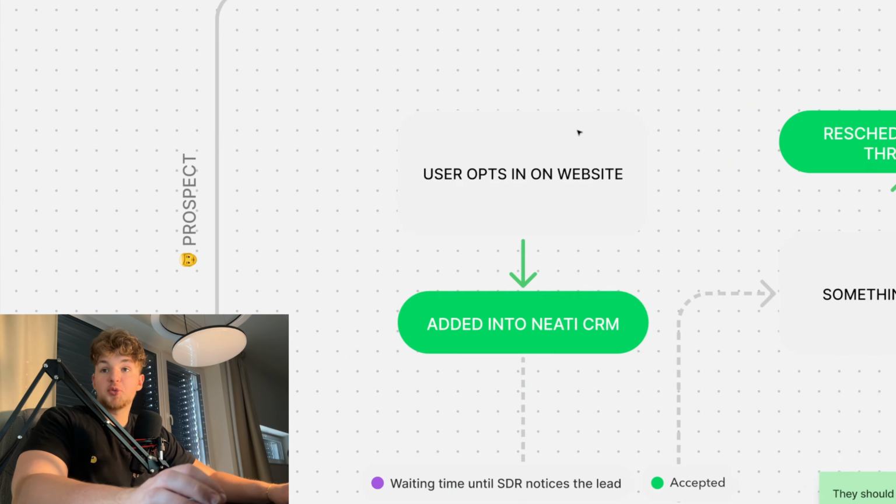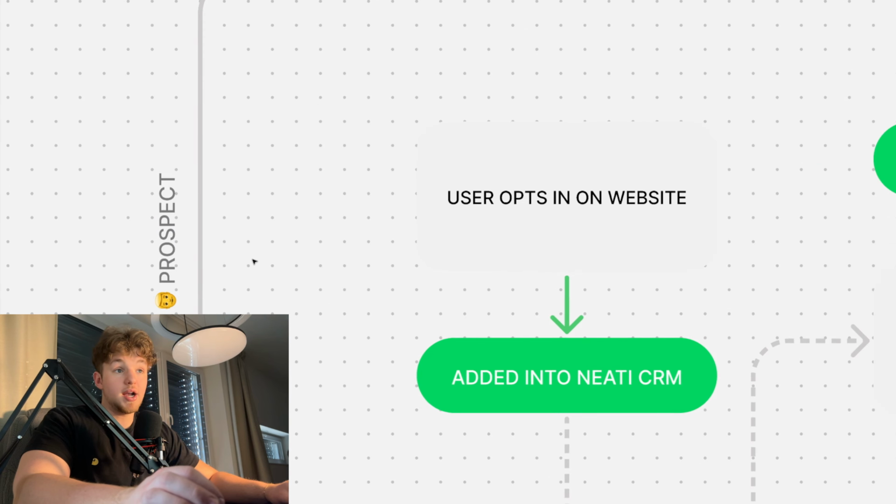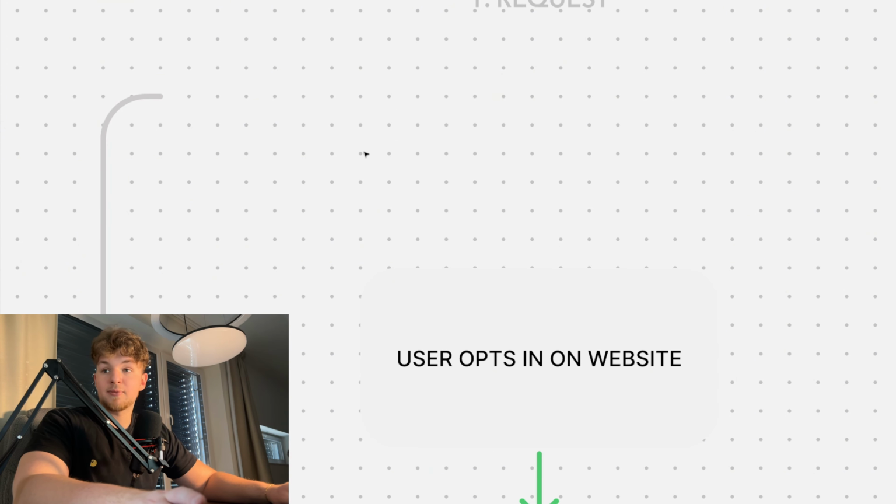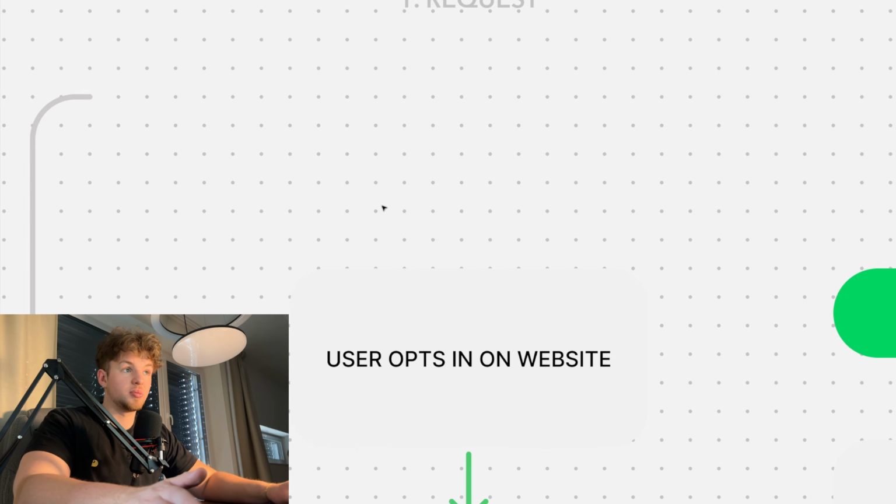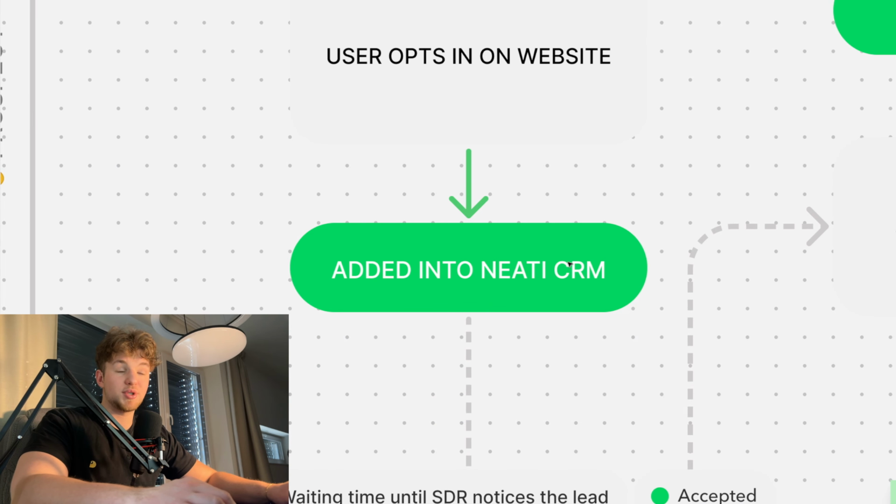So first we start with the request stage. This is where the prospect, the person that wants your services, is interested and opts in on your website. For example, he could come from referral, paid ads, cold email, or cold call. There are so many ways to get leads. I'm not gonna go over these right now. This is how to handle this person once he ends up in your CRM.